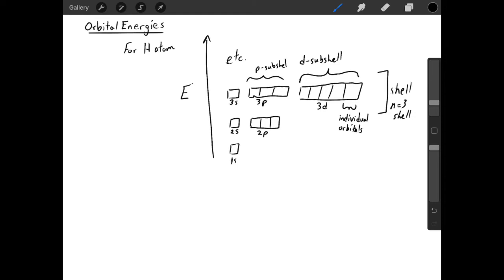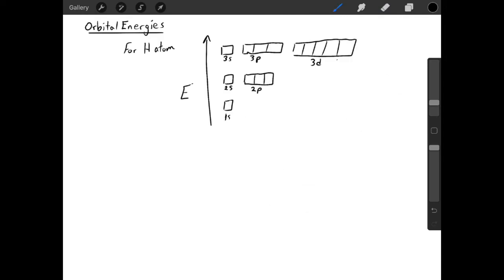And as you've seen in other videos or in your textbook, each individual orbital within a subshell gets its own designation. So for the d orbitals, those are things like dx squared minus y squared, dxz, things like that. For the p orbitals, they're just px, py, and pz. So I could give you a designation 3pz, and you should be able to identify that this is a single p orbital within a p subshell within the n equals 3 shell.